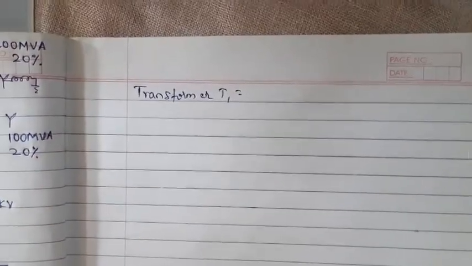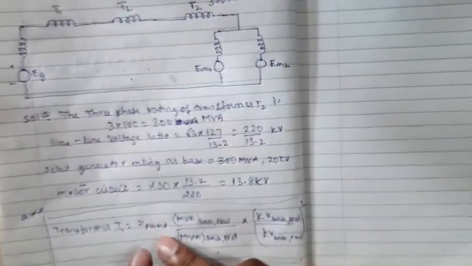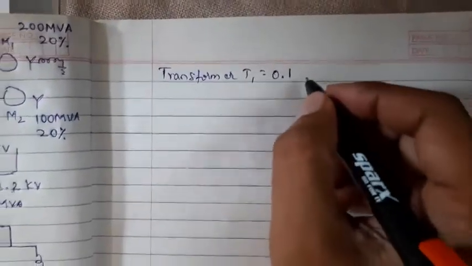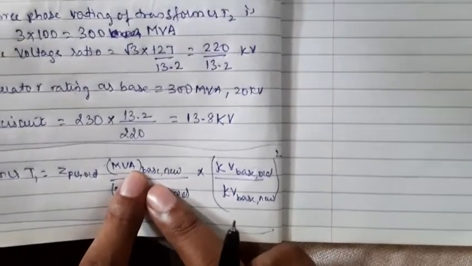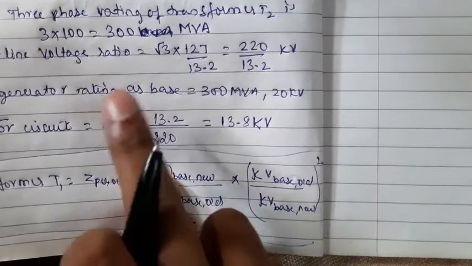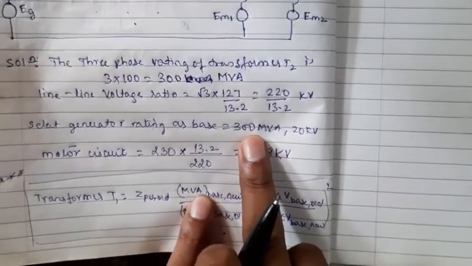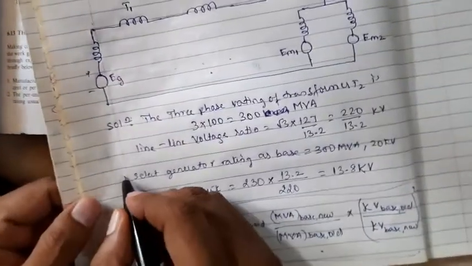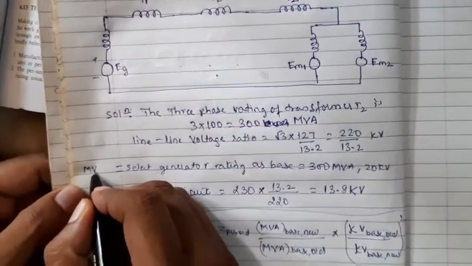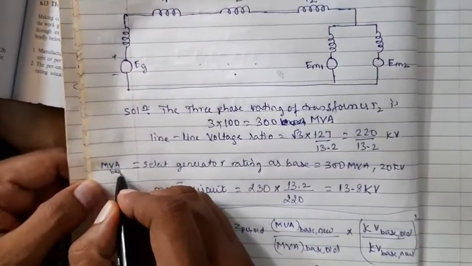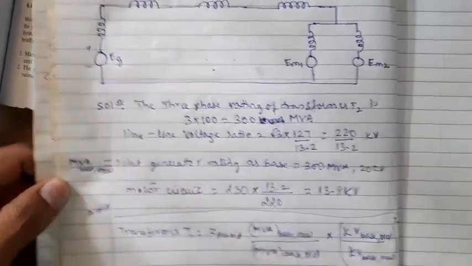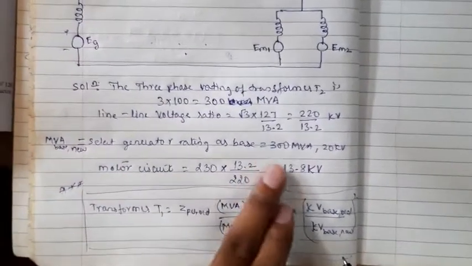What is the transformer value first? The reactance. Z is the reactance. What is the reactance? 10%, and 10% means 0.1. What is the new value? The new value for this one, they have already told us to use 300. That is the new value. We call this MVA base new.